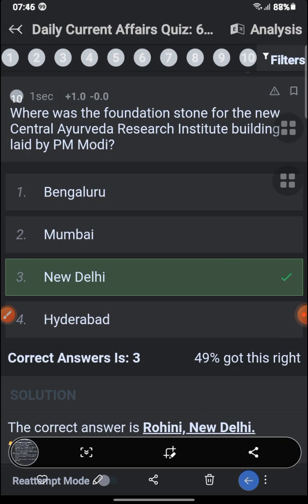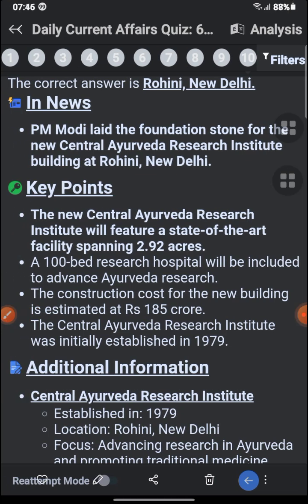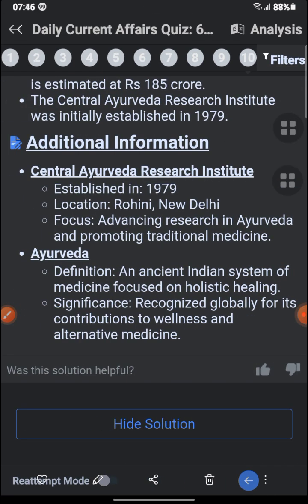Where was the foundation stone laid for the new Central Ayurveda Research Institute building? That was New Delhi. The new Central Ayurveda Research Institute features state-of-the-art facilities. A 100-bed research hospital will be included to advance Ayurveda research. The institute was established in 1979 and is located in Rohini, New Delhi, with a focus on advancing research in Ayurveda, promoting traditional medicine, the ancient Indian system of medicine focused on holistic healing. Its significance is recognized globally for its contribution to wellness and alternative medicine.